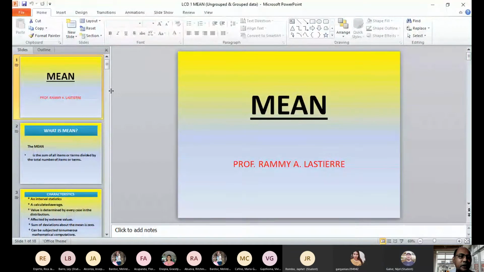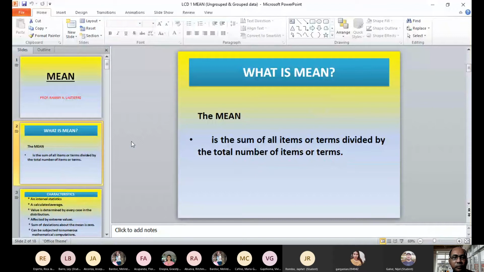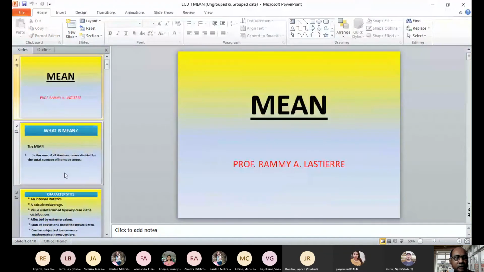So let us start with the mean. As I have said, mean is one of our measures to determine the centrality of a given distribution. Actually, mean is the sum of all items or terms divided by the total number of items or terms. This is a common process, most especially in finding the average of the grades of students.